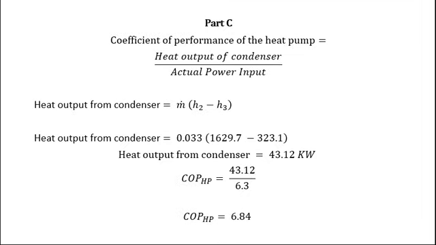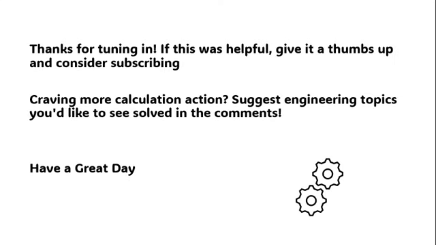To find part C, the equation for coefficient of performance of heat pump is heat output of the condenser divided by the actual power input. The heat output from the condenser is mass flow rate times H2 minus H3. So using the equation, we get coefficient of performance of heat pump 6.84.